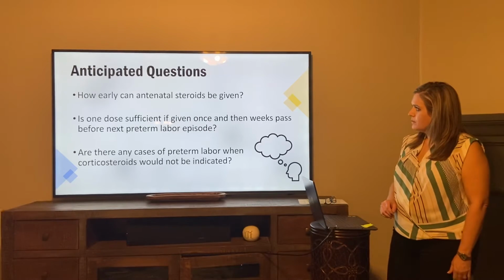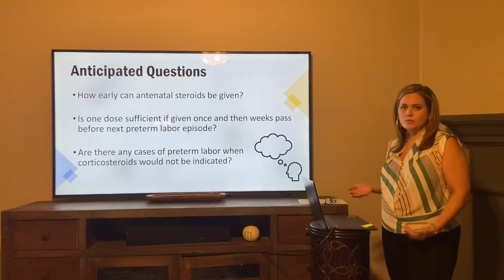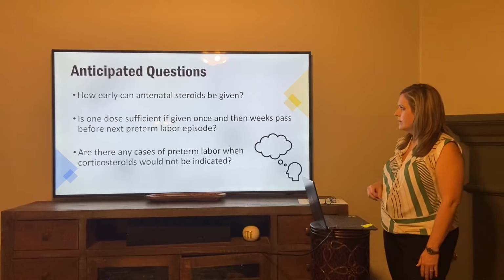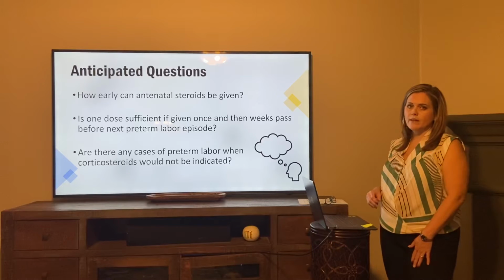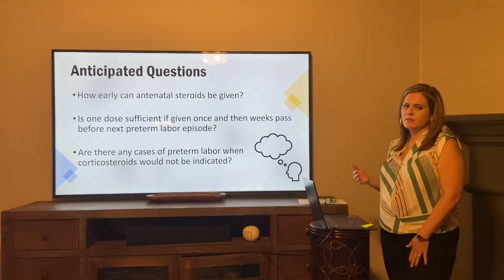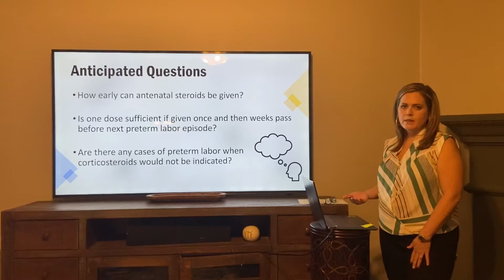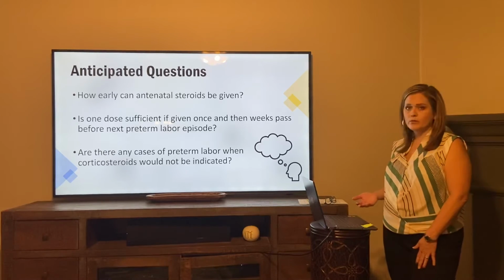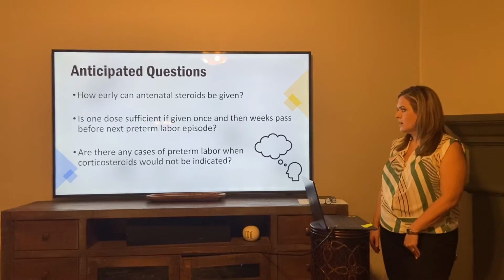Some anticipated questions from this lecture. I would expect: how early can antenatal steroids be given? The earliest is 24 weeks, because that's when viability would be. Is 1 dose sufficient if given once and then weeks pass before the next preterm labor episode? Newer studies are showing that when several weeks or a month have passed after 1 episode of preterm labor, another rescue dose of steroids can absolutely be given if they are having another episode of preterm labor later on down the road. And then, are there any cases of preterm labor when corticosteroids would not be indicated?